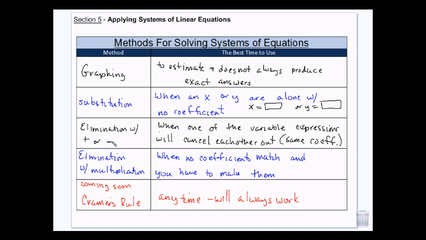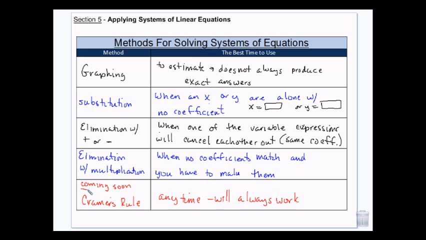Elimination with addition or subtraction works when one of the variable expressions will cancel each other out. So the x's or y's have the same coefficient, and you can just add or subtract the two equations together and they cancel out, like we did on Thursday. Elimination with multiplication, you use that when substitution or regular elimination won't work. None of your coefficients match, and so you have to force them to match. So you have to multiply either one or both equations by some number to get coefficients that match so that you can cancel things out.